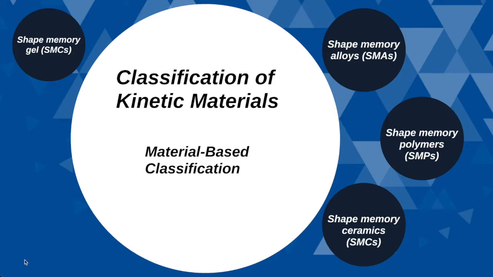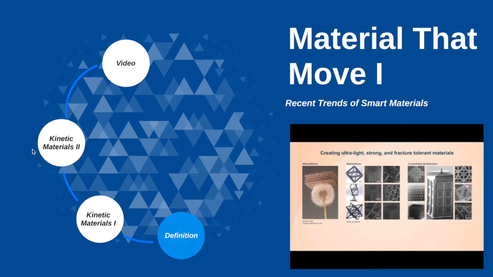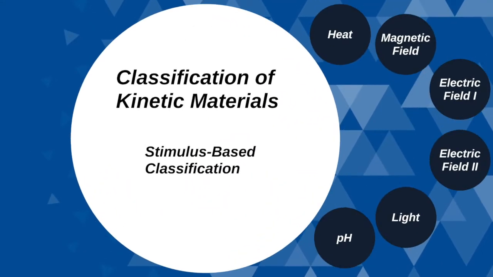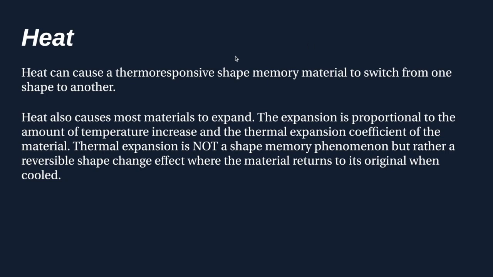So this is based on materials, and the second one is based on the stimuli. So we have heat, magnetic field, electric field, light, pH. Heat, we call this a thermoresponsive shape memory material. And remember, heat also causes materials to expand, but thermal expansion is not a shape memory phenomenon, it is a reversible shape change effect. So it's not the same thing.